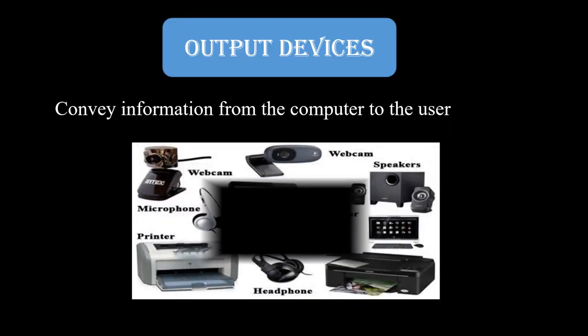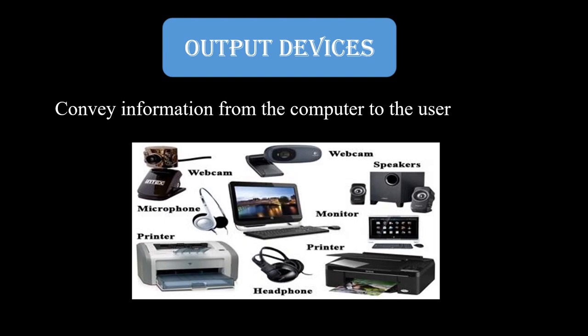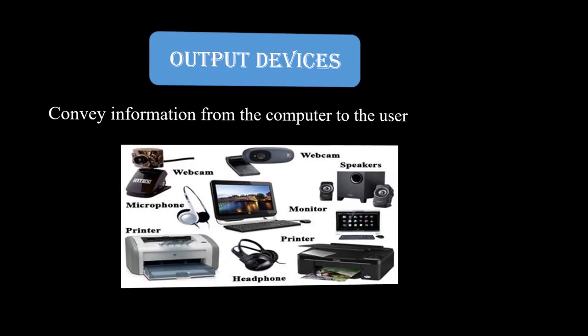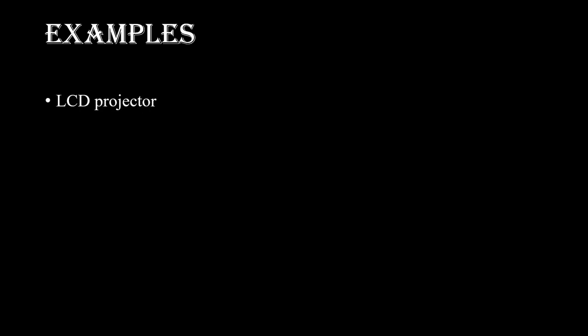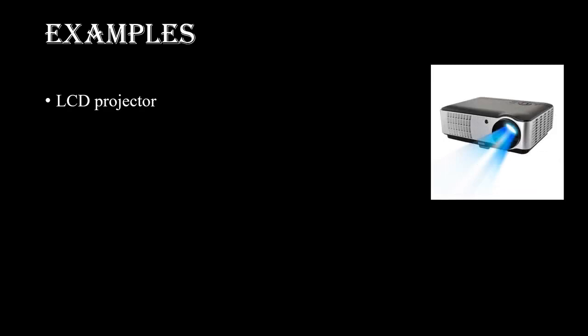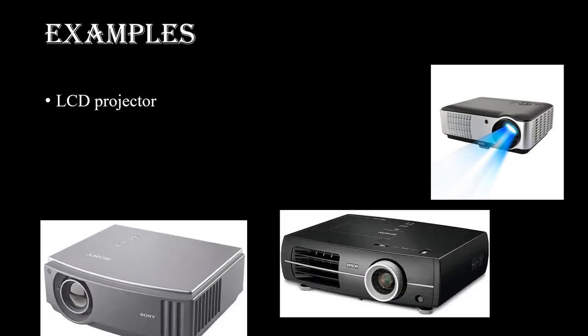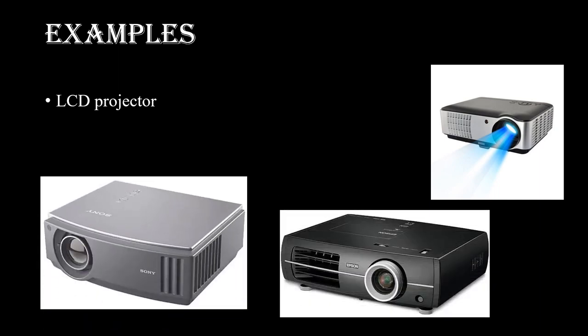Let's see some examples of the output device. LCD projector, speaker, monitor, printer, headphone. These are some examples. Let's get into the brief example of the output device. LCD projector. LCD, the full form is liquid crystal display. It shows the output on a large screen. It is commonly used for displaying presentations during meetings and conferences.